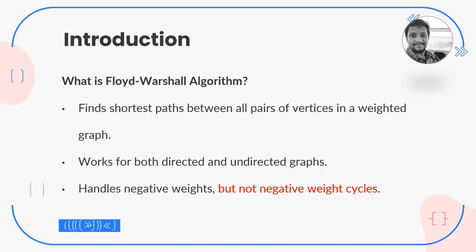Okay, moving on to the next slide. Let's see what this algorithm actually is. Okay, so what is the aim of this algorithm? This finds the shortest path between all pairs of the vertices in a weighted graph. So if you have been given a weighted graph, then this algorithm will find shortest path between all pairs of vertices. That's the thing that this algorithm is made for.